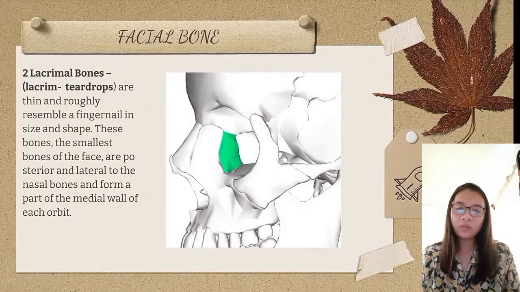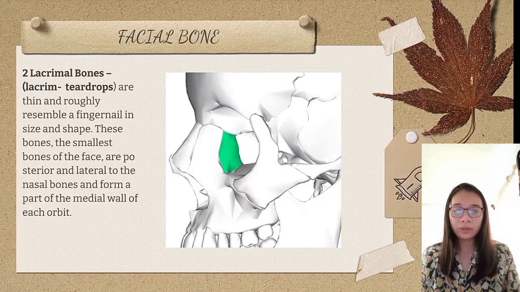The fifth facial bones that I am going to introduce are the two lacrimal bones. These are thin and resemble the size and shape of a fingernail. These are posterior and lateral to the nasal bones. Thus, they also form a part of the medial wall of each orbit. So, an orbit is the socket of the skull in which the eye and its edges are positioned.